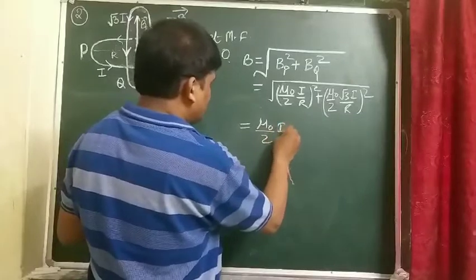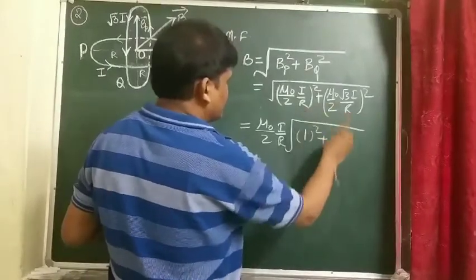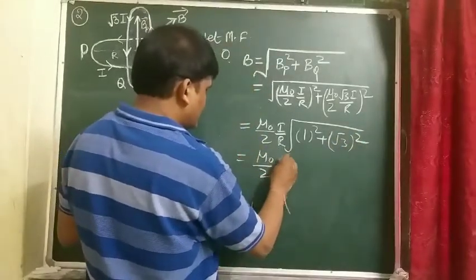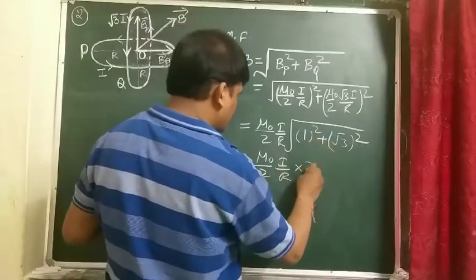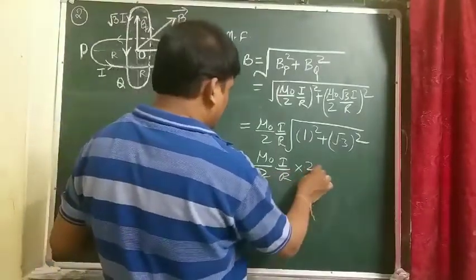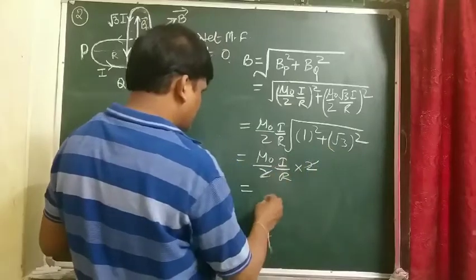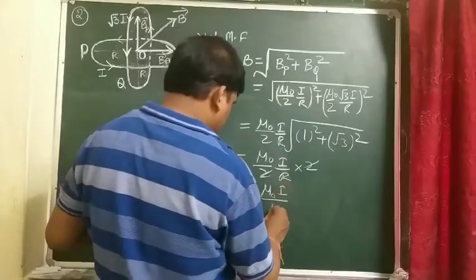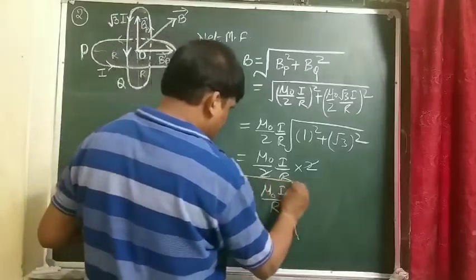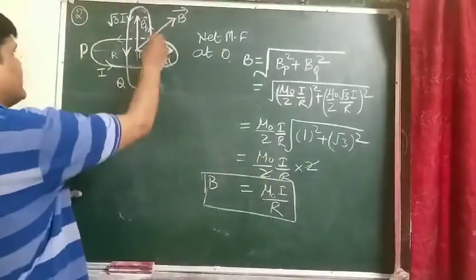It becomes mu naught by 2 I by R times under root 1 square plus root 3 square, which is under root 4, that is 2. The 2 cancels out, so the net magnetic field at O is mu naught I by R.